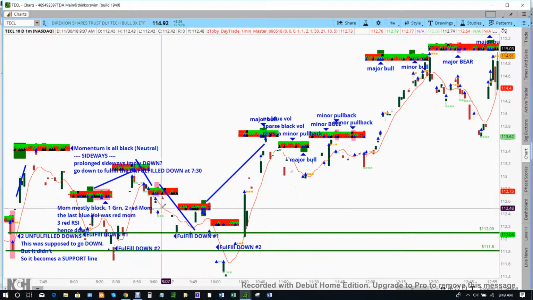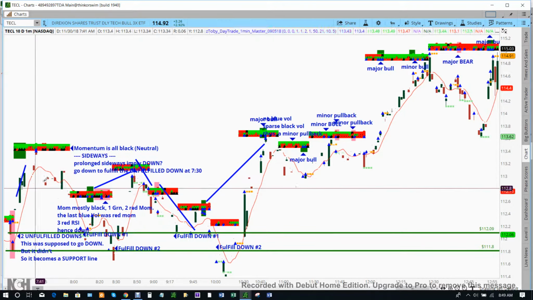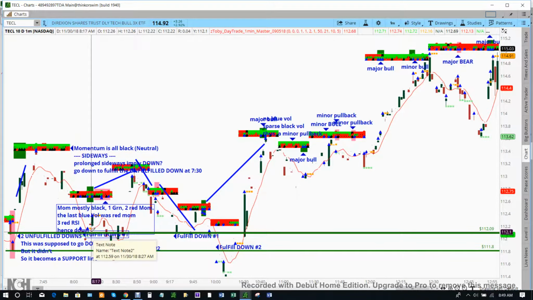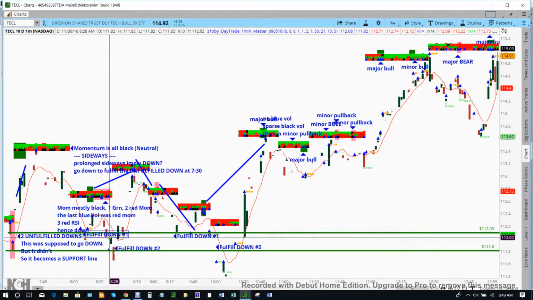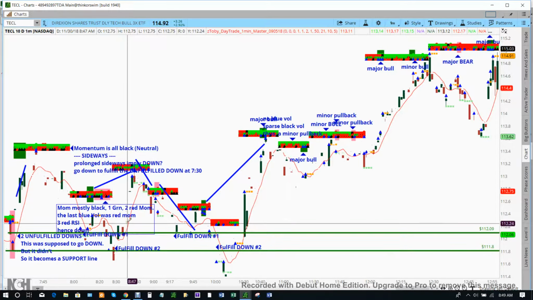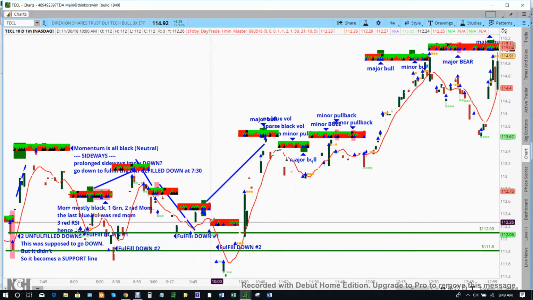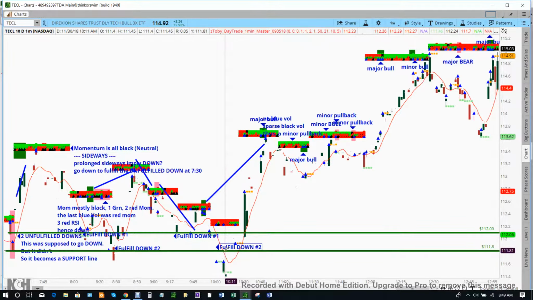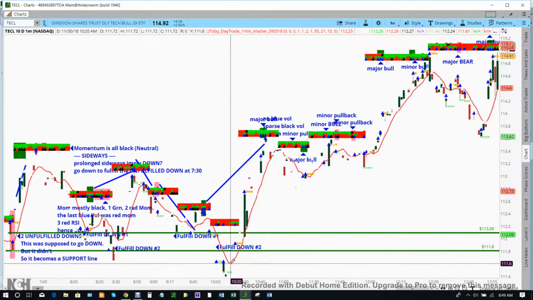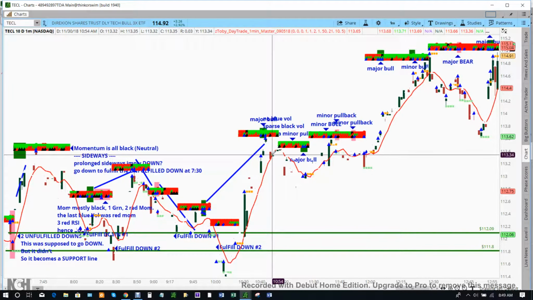Okay, and you can see it goes down to the first support line here, then goes down to the second support line there, then it bounces back up, comes down to the first support line, bounces up, and comes past it. I actually went past it a little bit. I don't know why. And then it shot back up again.